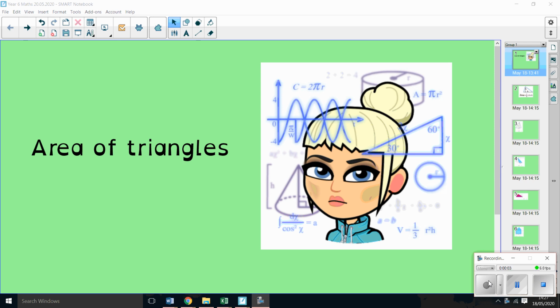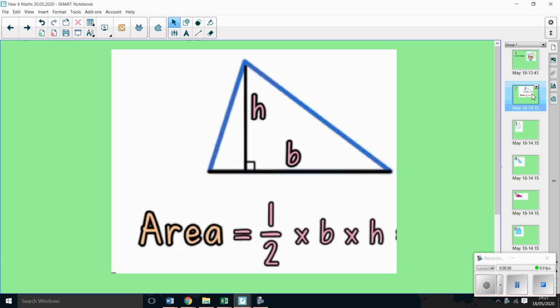Okay, so yesterday we looked at area of rectangles. Today we are moving on to a year 6 objective, the area of triangles. We have done this many months, weeks ago, so we are just going to refresh our brains on how we go about doing this. Here we go. So this is the rule.